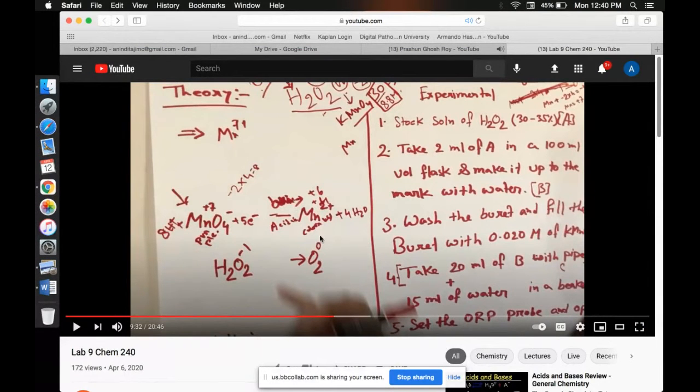So let's talk about the first one. Mn is changing from the +7 to the +2 when it is in the acidic medium. How many electrons is it gaining? From +7 to +2, that means it is gaining 5 electrons. The positive charge is decreasing, which means it is gaining negative charge, so 5 electrons it is gaining.